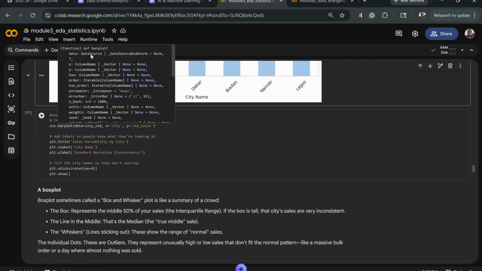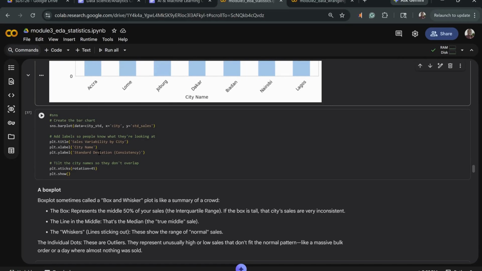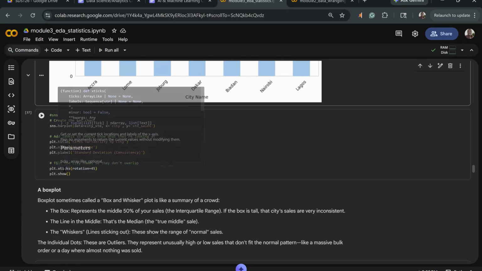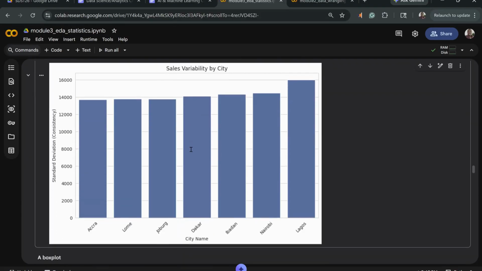The data source is city deviation, the one that we already worked on. The X column is city, the Y column is standard sales. We do not use a hue. You can check more. These are the labels that you can add as well, and the tick parameter is also here. I don't know what it's doing, but we can read more about that. This is giving us the same thing that we already had.